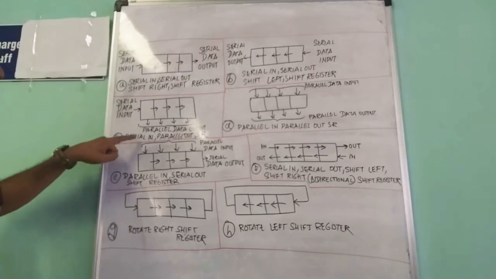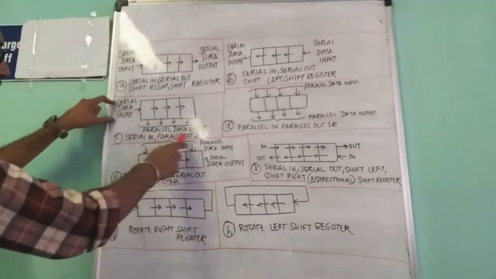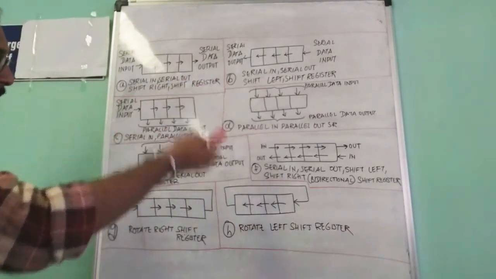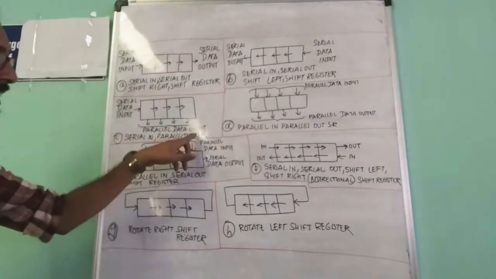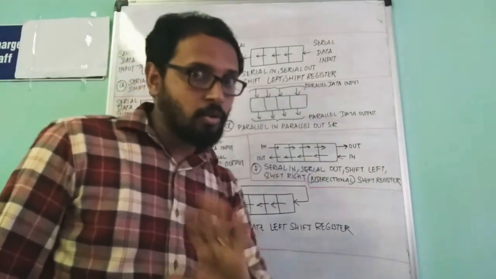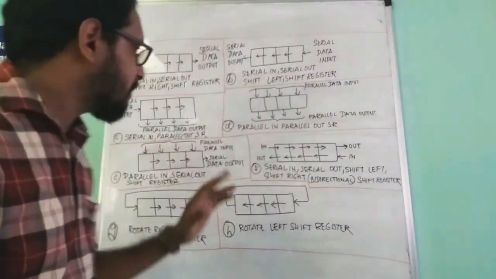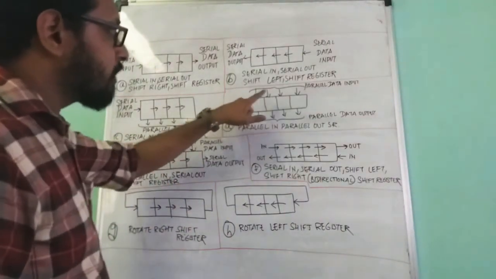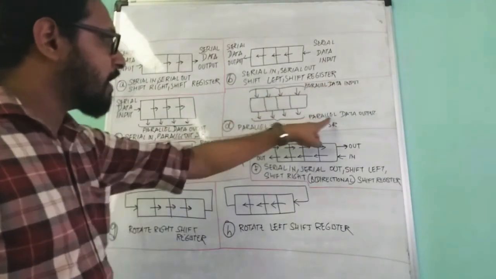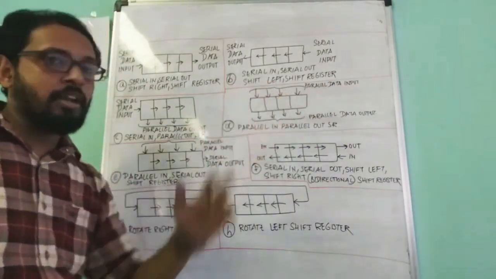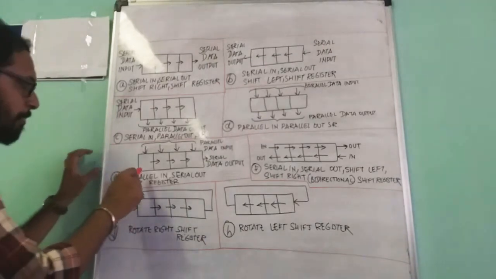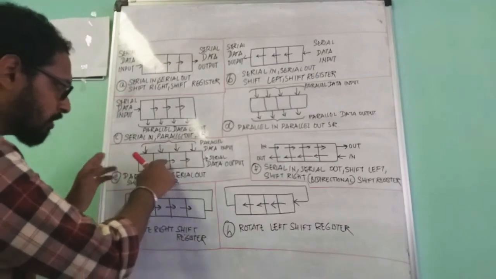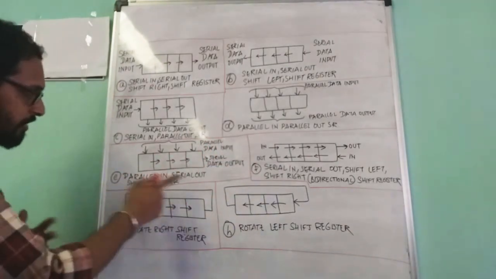The third case is serial in, parallel out: after giving the serial input data, the output is taken in parallel. I have written SR, it stands for shift register, not set reset. There was no space, that's why I wrote it like that. Next is parallel data input and parallel data output, that means parallel in, parallel out shift register. And this is parallel in, where input is given in parallel, and serial out, where output is taken serially.